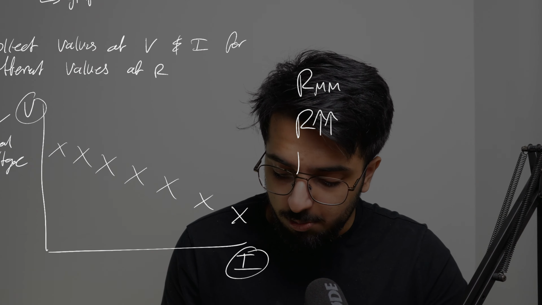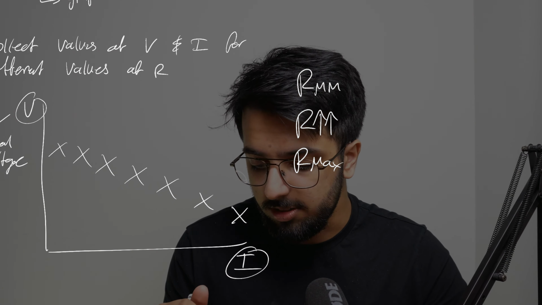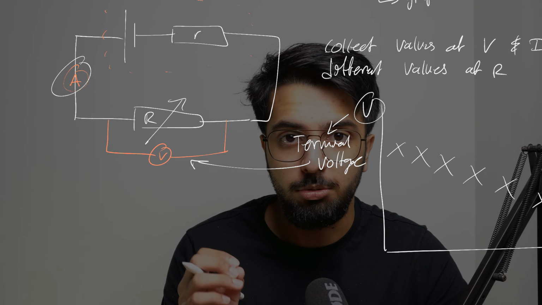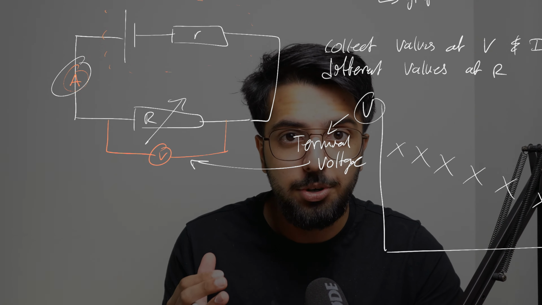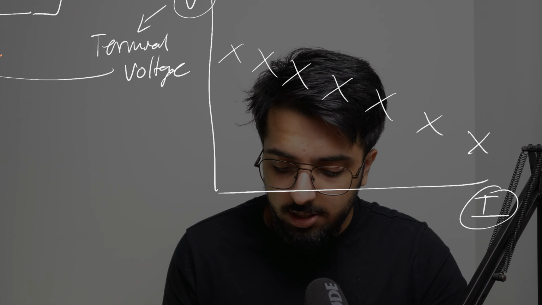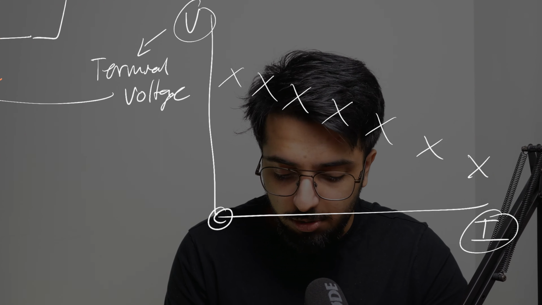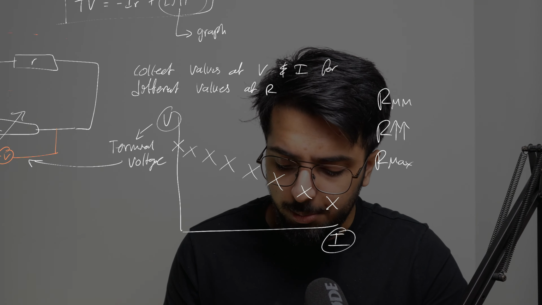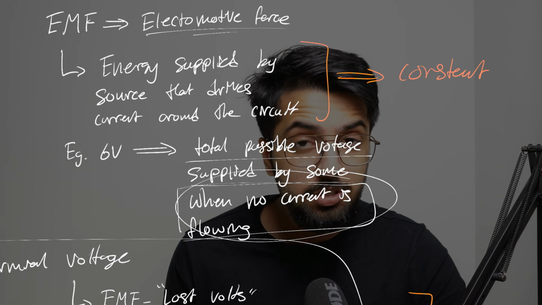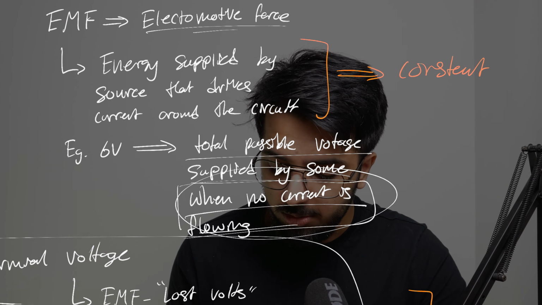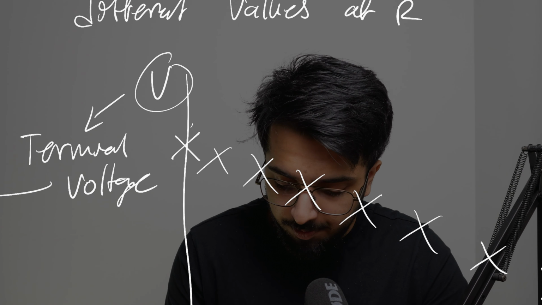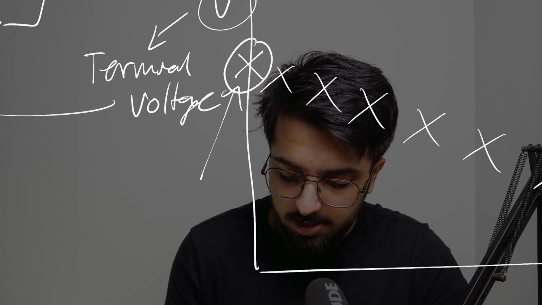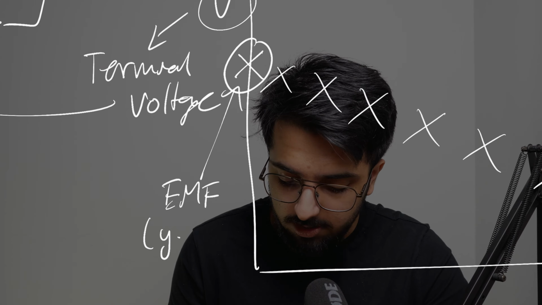If we set R to max, we're eventually going to get to a point where this resistance value is so large that practically no current can flow through the circuit. So the resistance of the circuit is so big that no current can flow. And so what that's going to result in is a current of 0, and that's going to be our y-intercept, like so. Now, if we remember, our EMF is our voltage value when no current is flowing. And so this y-intercept is our EMF. There we go.